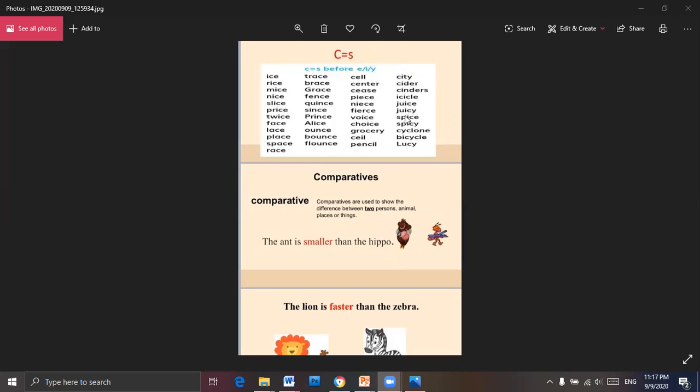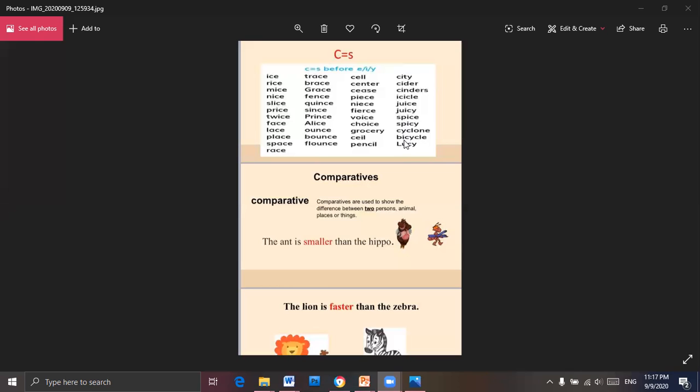Juice, juicy, spice, spicy. In juicy and spicy, after C is Y. So after the C there is Y, we pronounce it as S. Cyclone, the same. Spicy, juicy, cyclone. Bicycle.